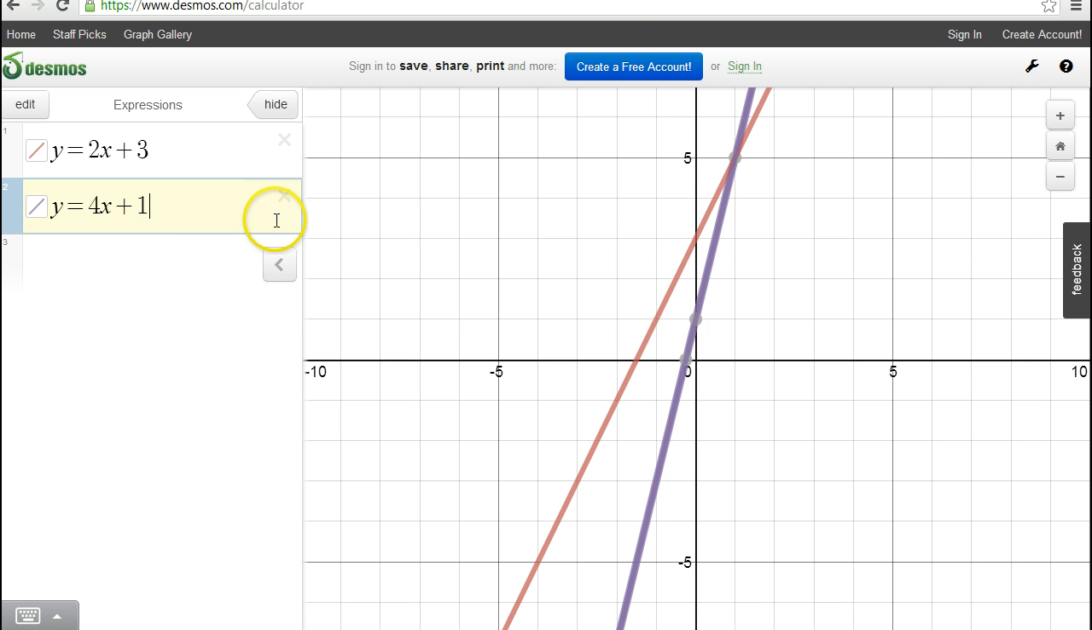Does that make sense? Because (1, 5) will be true for the first equation. Not only that, but it will be true for the second equation also. So whenever you have two lines, when they intersect, guess what? That is your solution. And on tomorrow night's homework, it's going to ask you to find the solution of systems of linear equations.